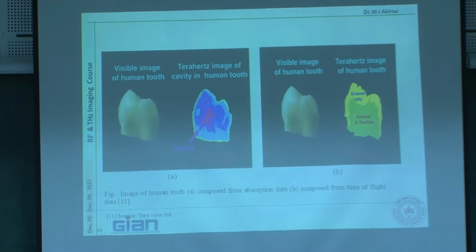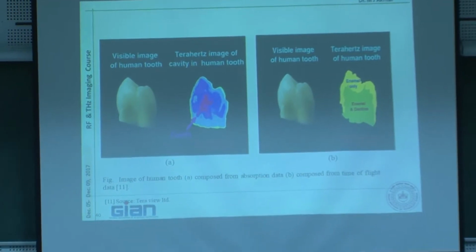As I mentioned earlier, you can use both reflection and transmission methods, depending upon which one is available, which one is more practical, which one you can access. So there are many things which can be used. In the absorption data, we see the transmission. You have a transmission going all the way to the other side, the receiver, and you see how much is being absorbed. This is what we call absorption.